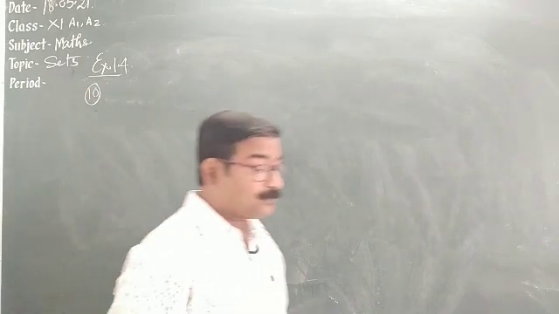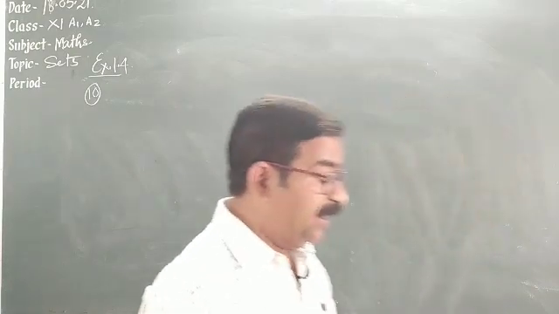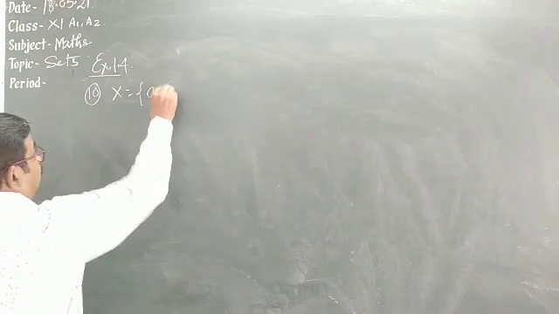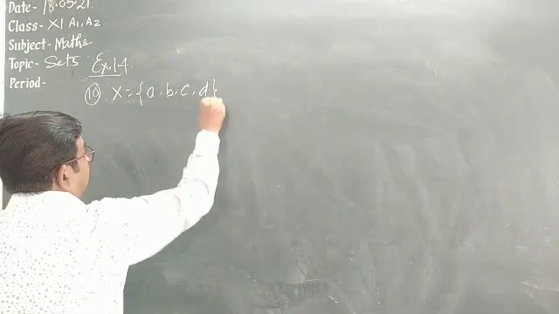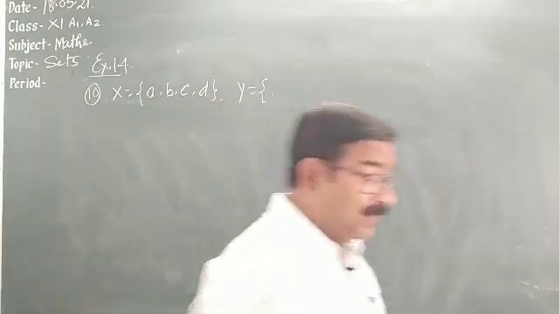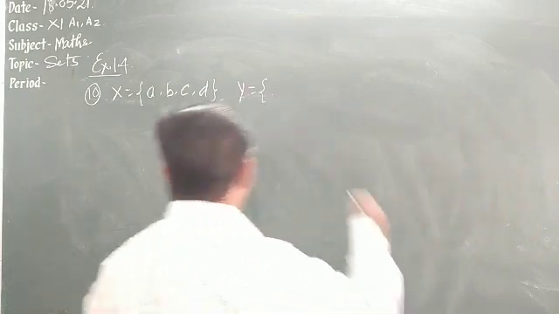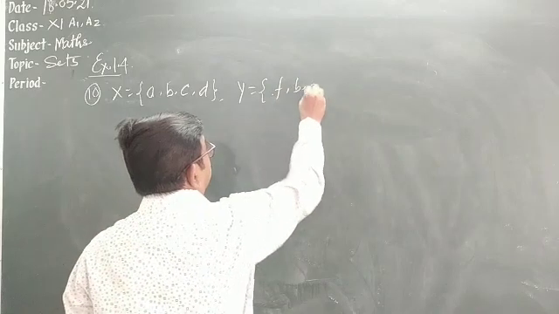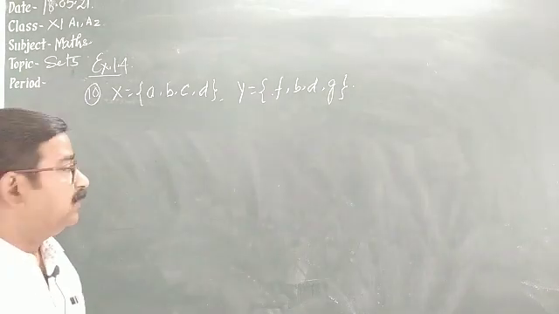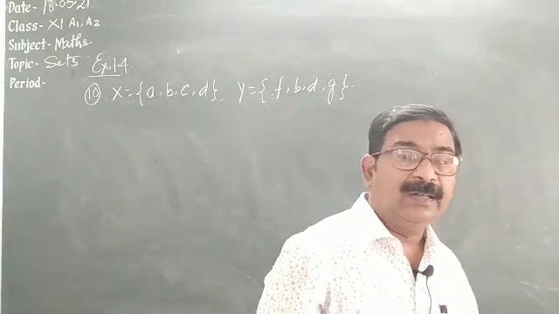Tenth question. In 10th question, we are given a set X containing A, B, C and D. Set Y is containing the elements F, B, D and G. So we have to find X minus Y, then Y minus X and then intersection.